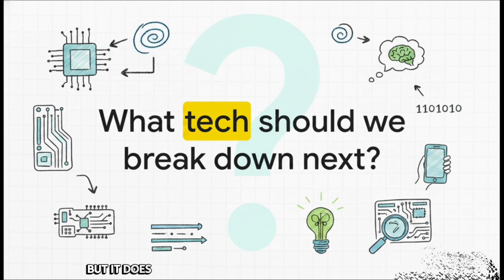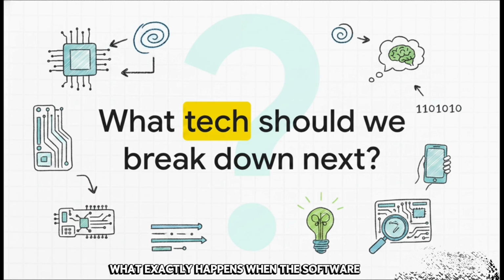But it does beg a bigger, far more provocative question. If this basic four-step loop got us to the moon and put literal supercomputers in our pockets, what exactly happens when the software minds start using this exact same cycle to write their own code?